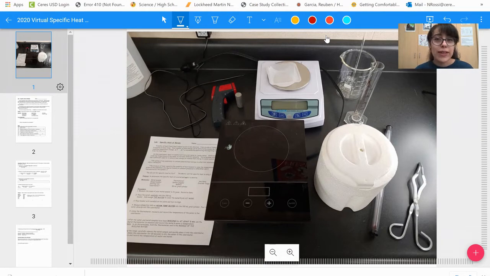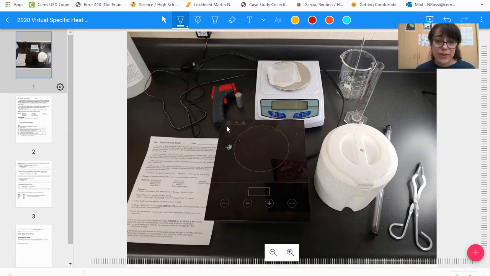So what we're going to be doing is heating up a sample of metal, and we're going to place it in a sample of water, which is going to be within this calorimeter. And the calorimeter is going to insulate the sample of metal, and it should heat up the water.